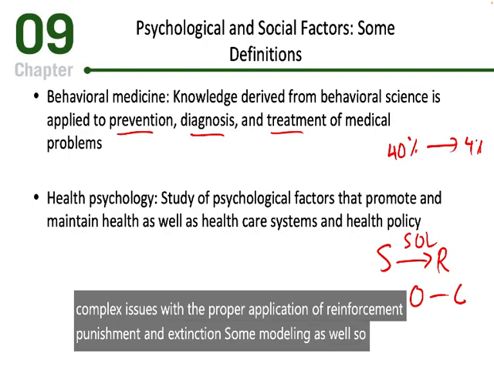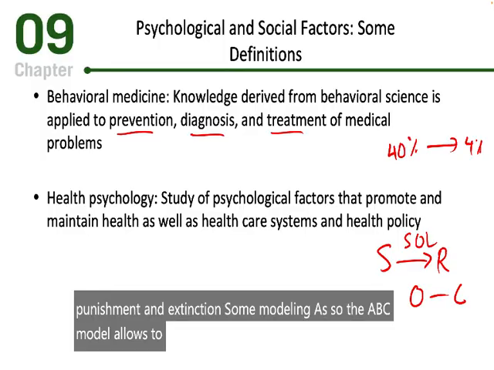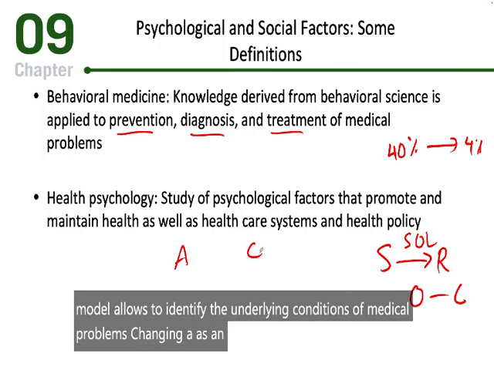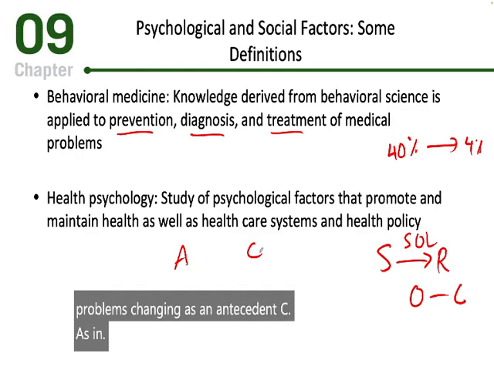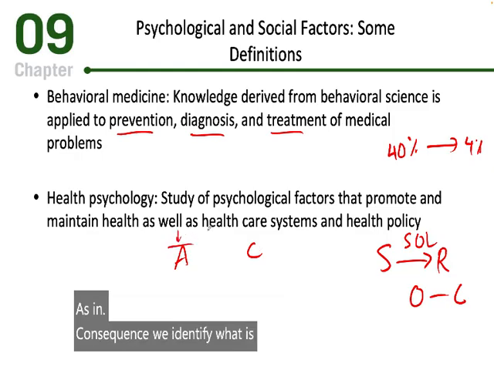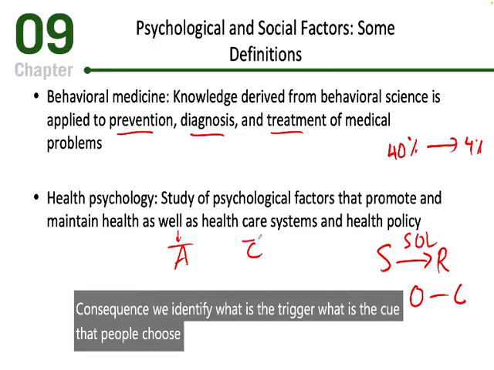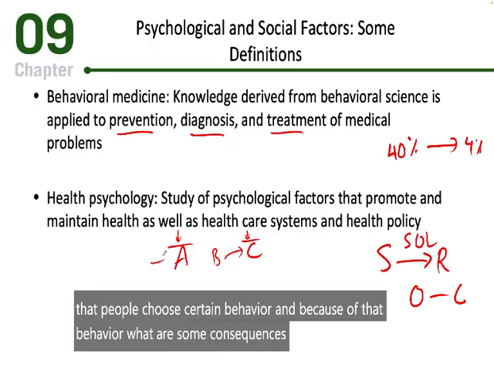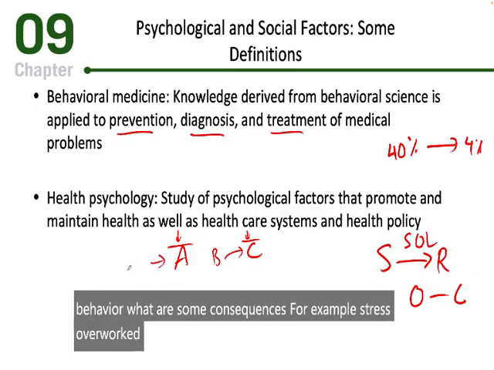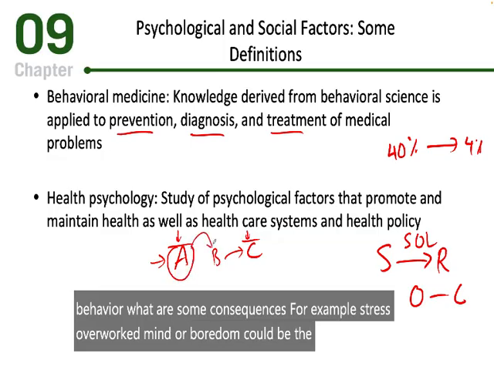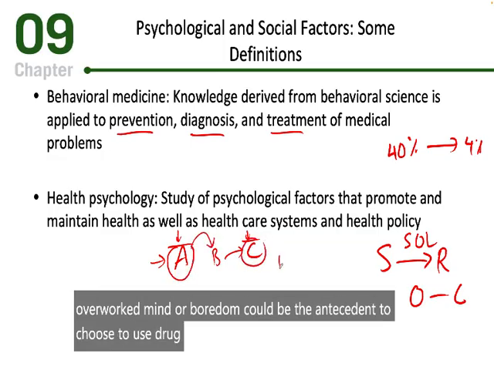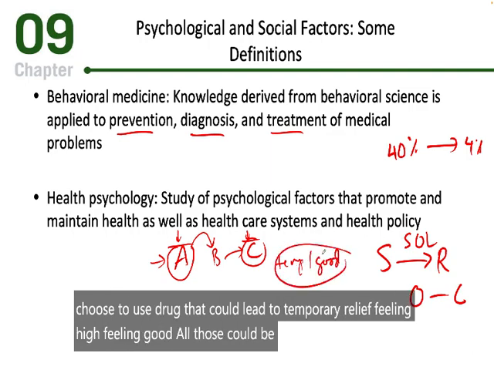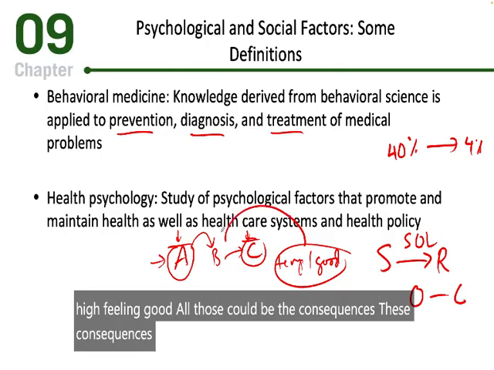So the ABC model allows us to identify the underlying conditions of medical problems, with A as the antecedent and C as the consequence. We identify what is the trigger, what is the cue that makes people choose a certain behavior, and because of that behavior, what are some consequences? For example, stress, an overworked mind, or boredom could be the antecedent to choosing to use a drug that could lead to temporary relief, feeling high, feeling good. All those could be the consequences. These consequences can reinforce drug-using behavior.